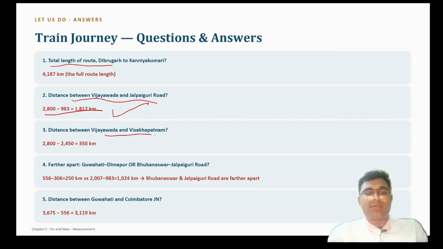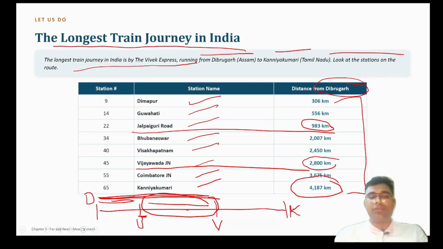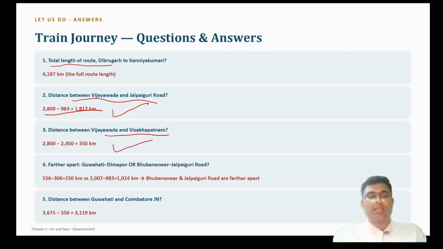Distance between Vijayawada and Visakhapatnam. In the same way, you will subtract the distance from Dibrugarh to Vijayawada, that is 2800 kilometers, and the distance from Dibrugarh to Visakhapatnam is 2450. If you subtract this, you will get 350 as the distance between Vijayawada and Visakhapatnam.